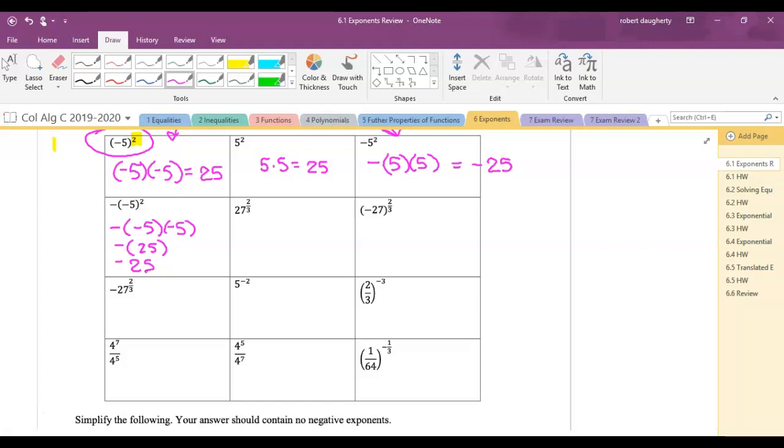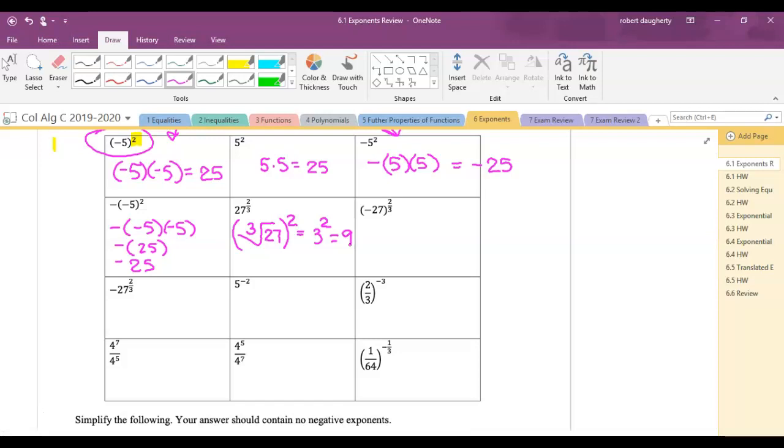So looking at the next one, it's 27 to the 2/3. Okay, the bottom of the fraction is the root. So this is the cube root of 27. I'm going to get that number, and I'm going to square it. Top of the fraction is your power or your exponent. So what is the cube root of 27? What number can I multiply by itself 3 times and get a 27? This is going to be 3 squared, and we know that 3 squared is 9.